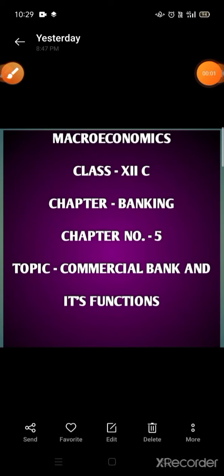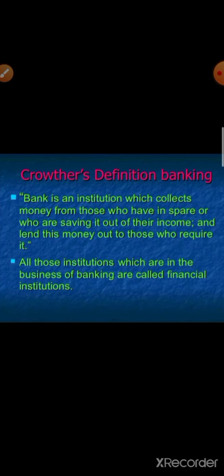In the previous video lecture, we discussed chapter 1, basic concepts of macroeconomics, and in the last video lecture, we summed up our chapter with the topic circular flow of income. Today we will start a new chapter. The chapter name is banking. This is our fifth chapter, and in it we will discuss commercial banks and their functions. Let's start. First of all, we will discuss the concept of banking.